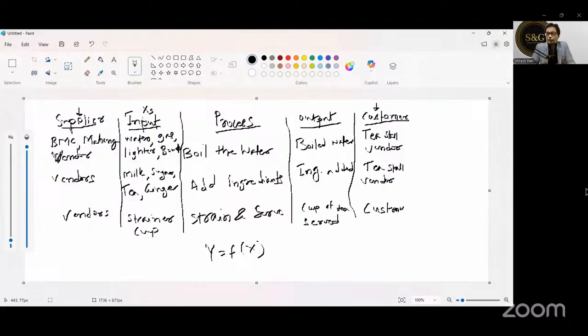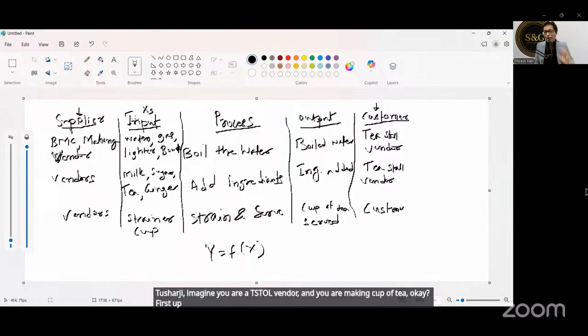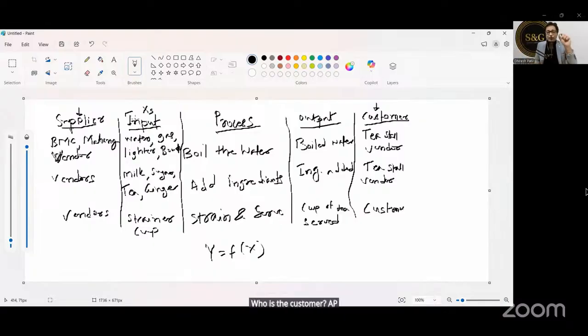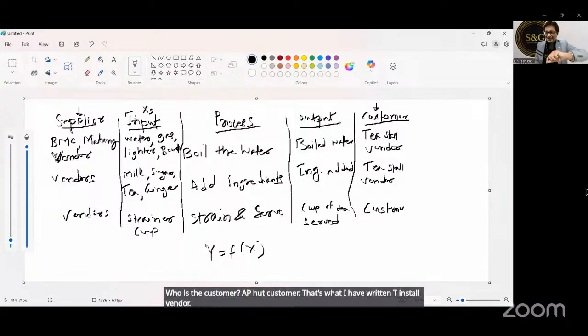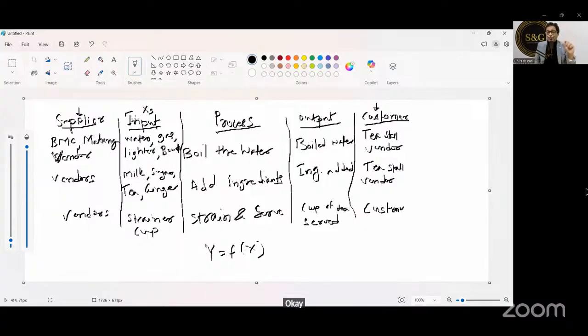Last column of the first two rows, there is a tea stall vendor. Tusharji, imagine you are a tea stall vendor and you are making a cup of tea. First, what will you do? You will boil water. For that process step, who is the customer? You yourself are the customer. That's what I have written, tea stall vendor. Afterwards you will add ingredients. For that step, who is the customer? The tea stall vendor. You have not served it yet.